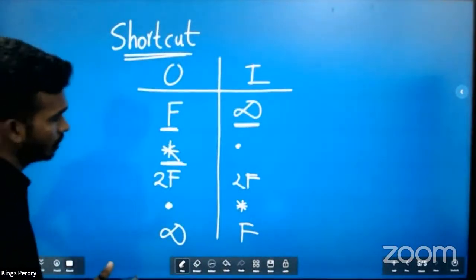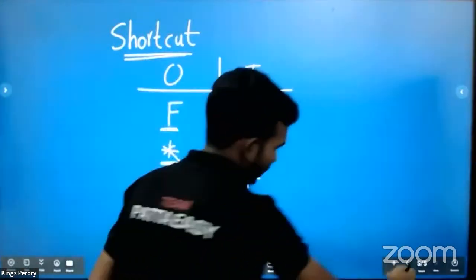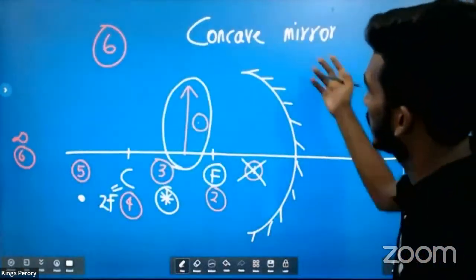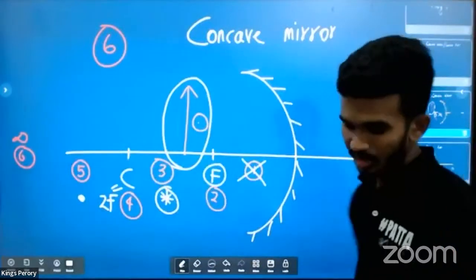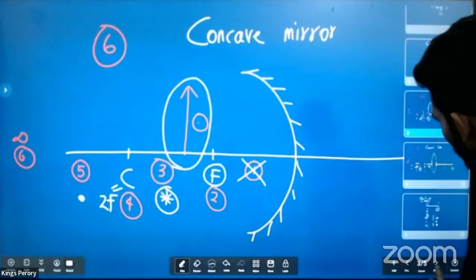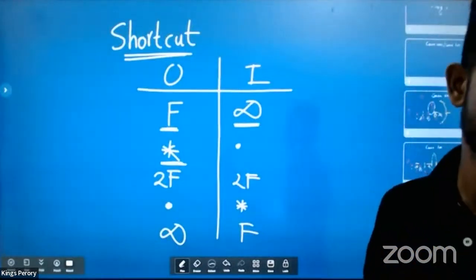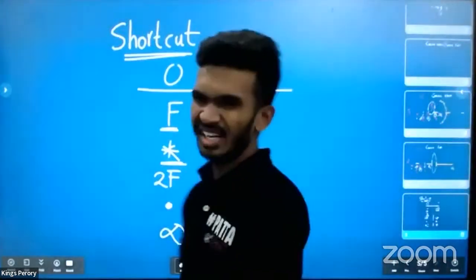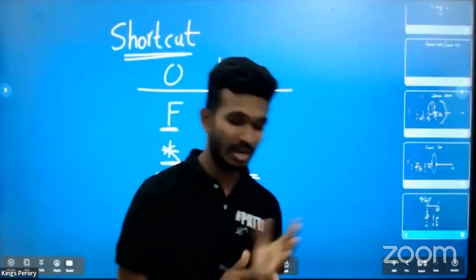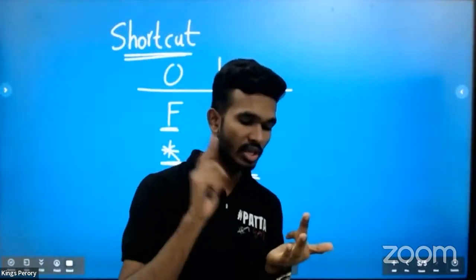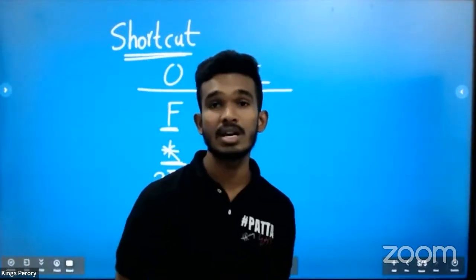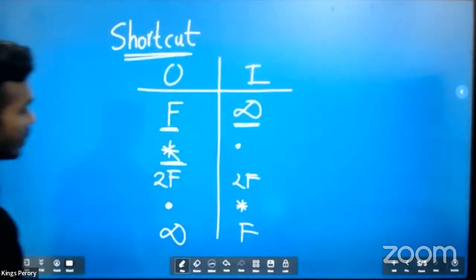Very good. After 2F. After 2F, in a concave mirror, is what? After 2F is center of curvature. So you get it after center of curvature. Very simple. Now you might tell me, sir, only this is there. Then what about our real, virtual story, upright or inverted, bigger size? That also I'll give a shortcut.